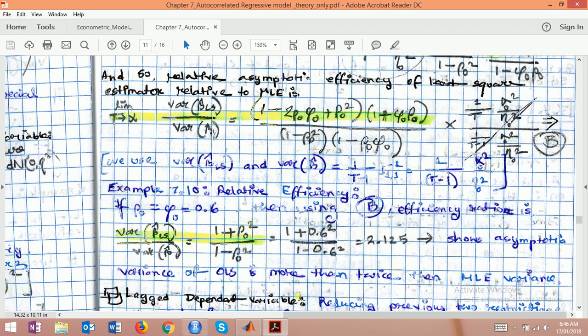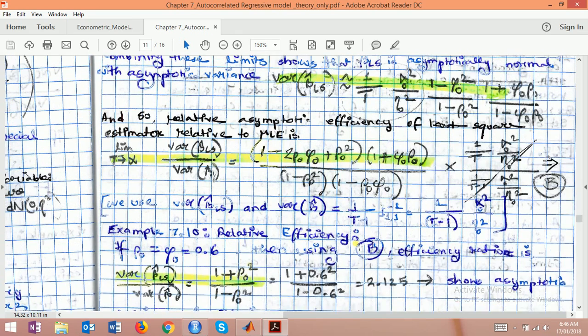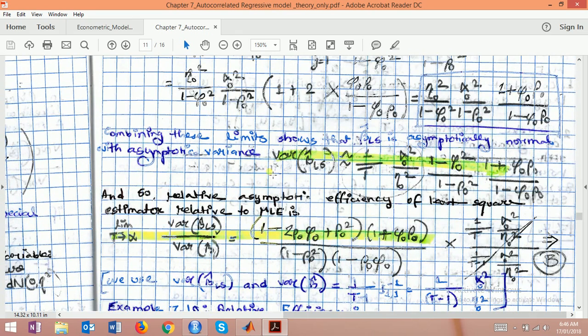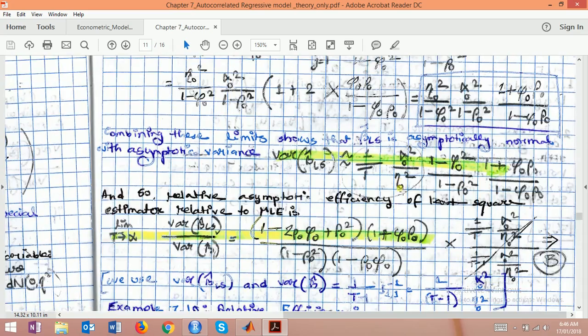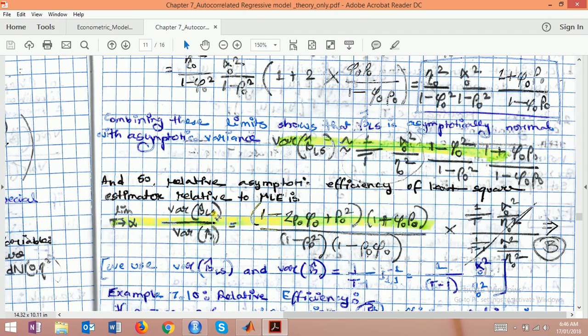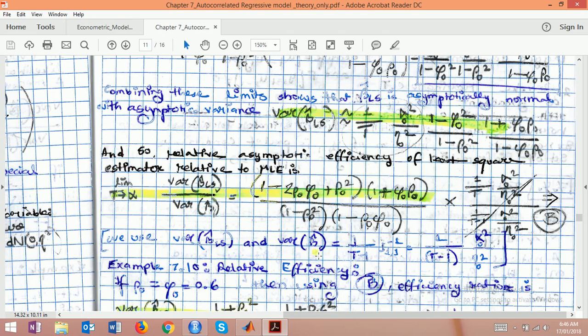how much more the asymptotic variance of OLS is compared to the asymptotic variance of MLE. So this is the asymptotic variance of OLS and this is the asymptotic variance of maximum likelihood estimation. We just need to compare them, that's all. The asymptotic variance of maximum likelihood estimation is sigma square by eta square divided by t minus 1, or 1 by t minus 1 times the inverse of the information matrix, that's all.